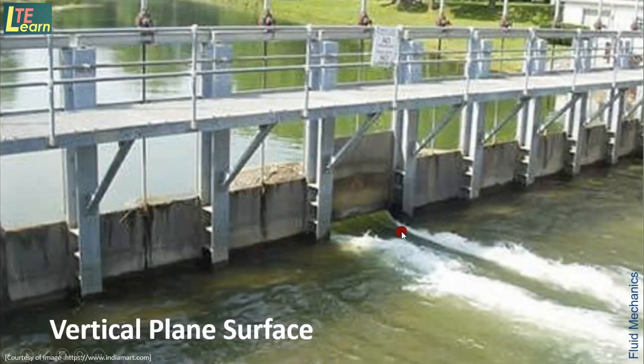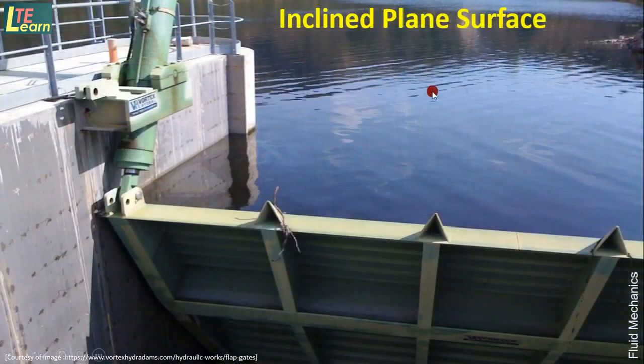This is vertical plane surface. Here we see in this image, this is the flow of water that is blocked by the construction of these vertical planes. This is inclined plane surface. Example, here we see this is an inclined fashion. This is a gate which is provided in order to store this water.